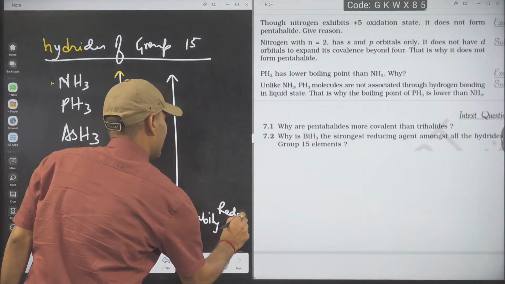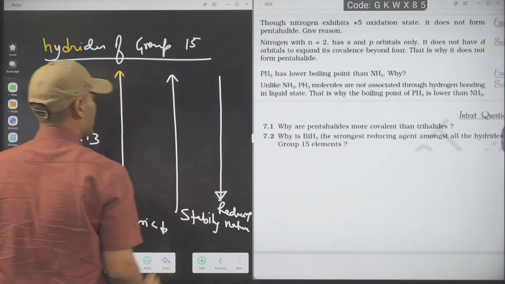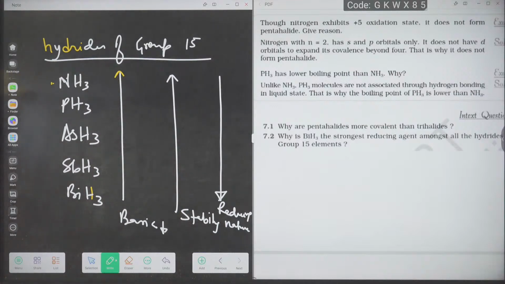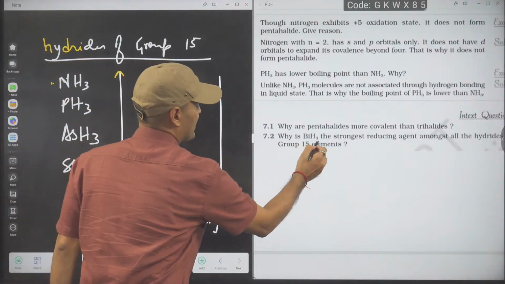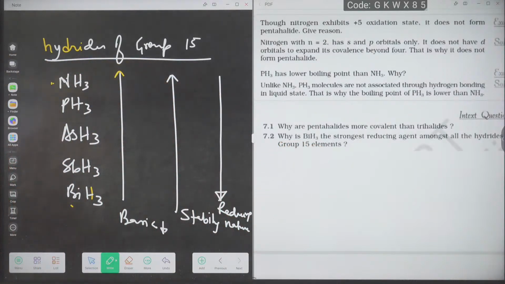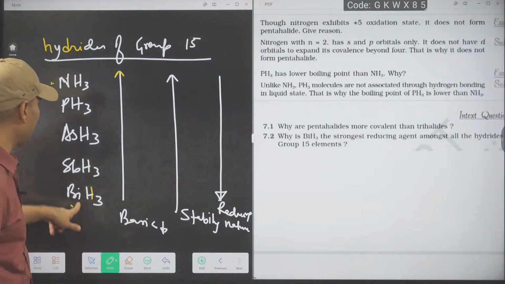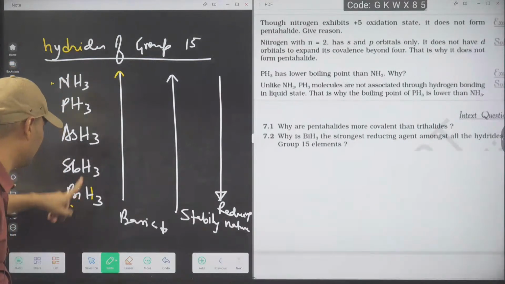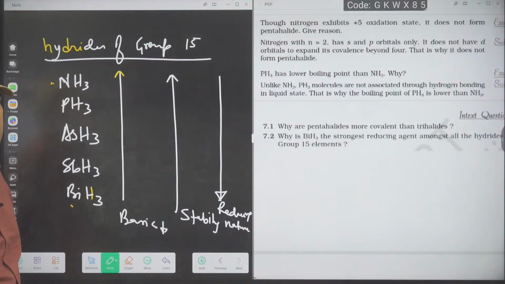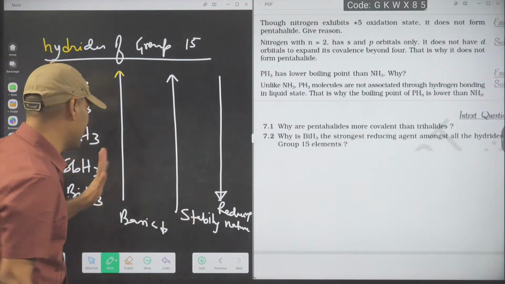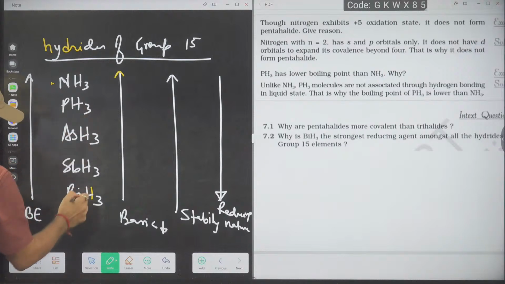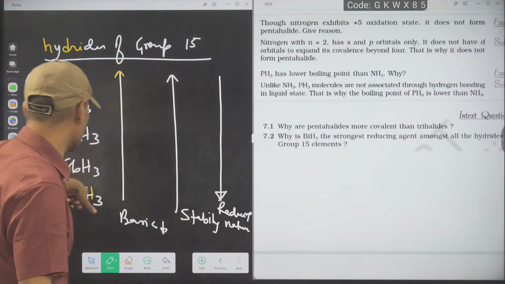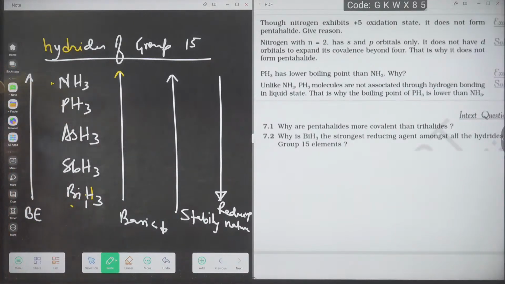One more point: reducing nature. See, these three points are very, very important. Reducing nature increases down the group. Can you see this question, 7.2? Everyone see 7.2. BiH3 is the strongest reducing agent. So reducing nature increases down the group. The reason for all of this is bond energy. Bond energy decreases, so it can be broken easily. BiH3 is unstable. One more point you can remember: bond angle also decreases down the group.